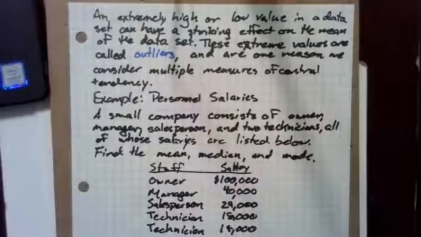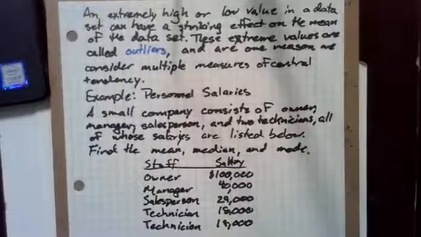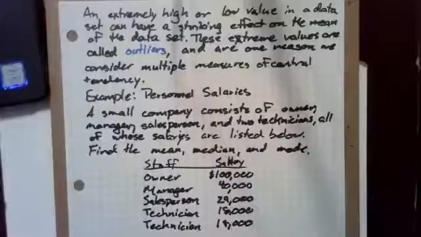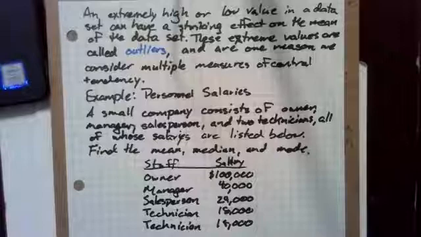An extremely high or low value in a data set can have a striking effect on the mean of the data set. These extreme values are called outliers, and they are one reason we consider multiple measures of central tendency. So in this example, we'll look at personnel salaries. A small company consists of owner, manager, salesperson, and 2 technicians, all of whose salaries are listed below. Find the mean, median, and mode.